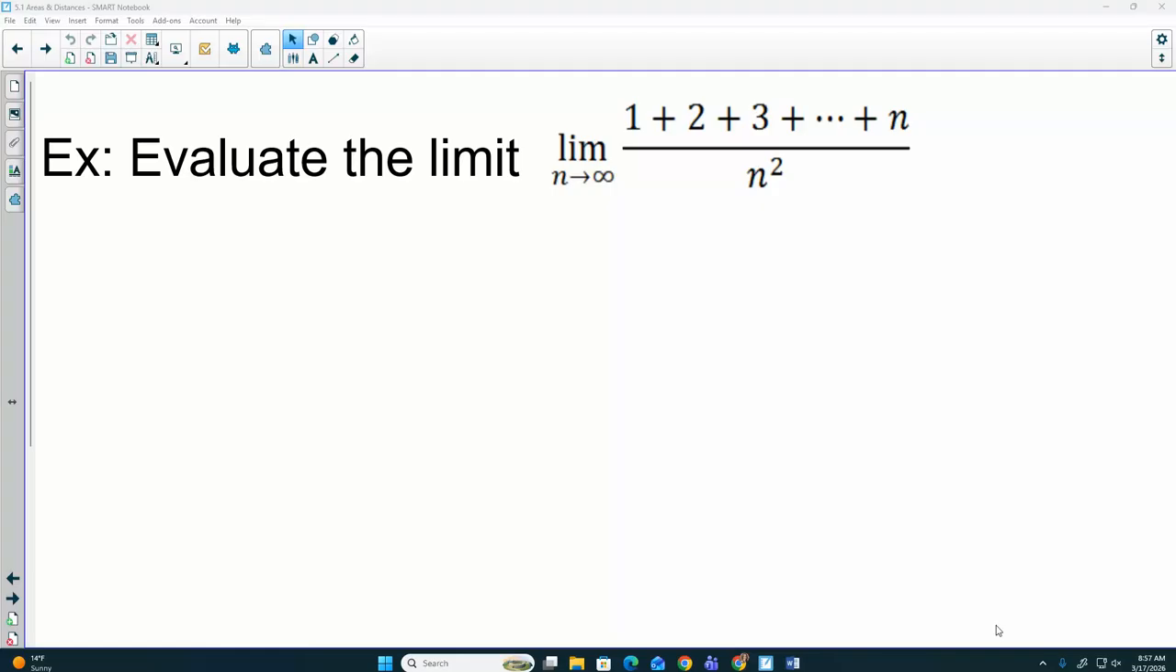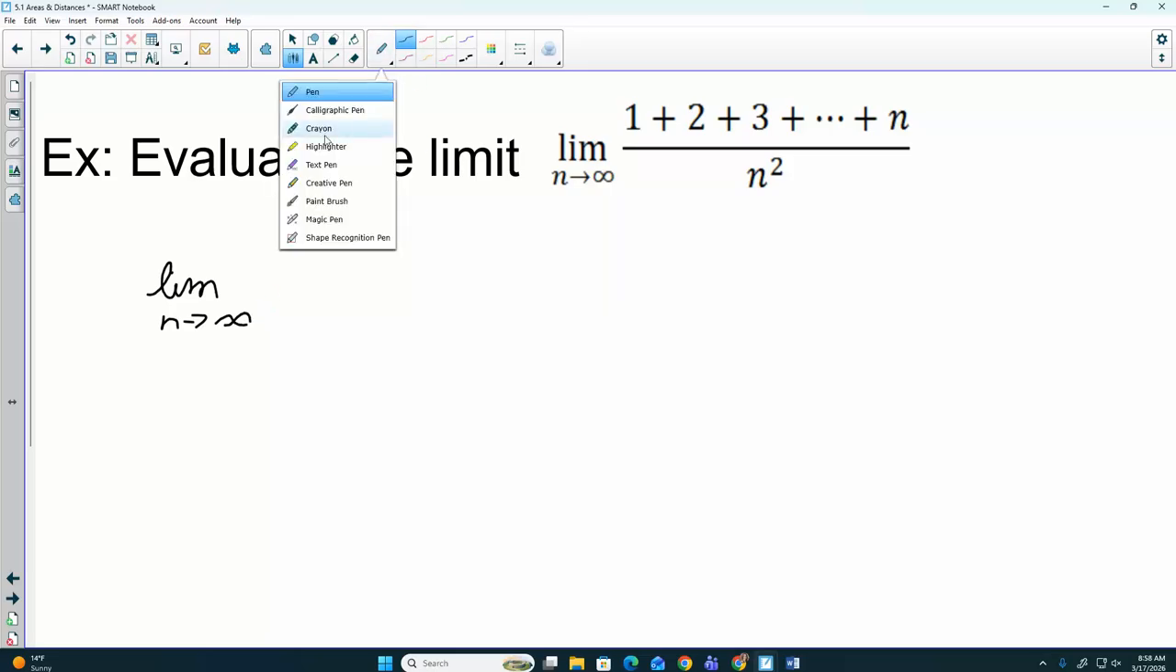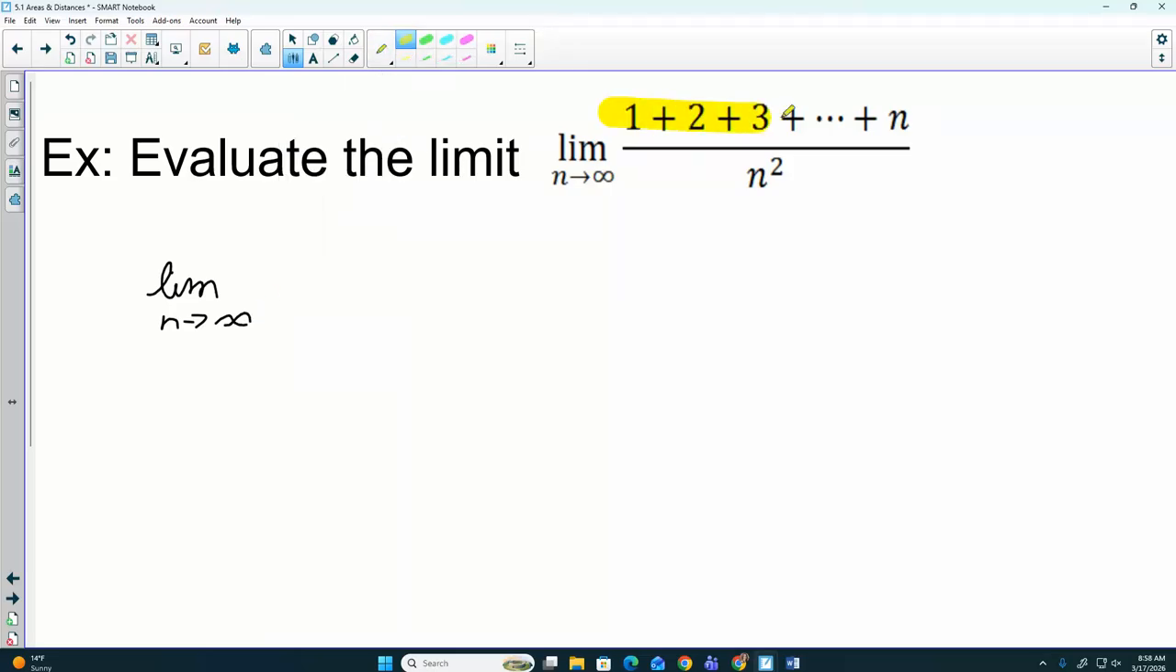First, I wanted to look at this example. And you should have the notes handout that I had printed for you. This should be the next one. I think I skipped one, but it's the next one. All right, I want you to look first at the numerator here. 1 plus 2 plus 3 plus 4, all the way up to n.